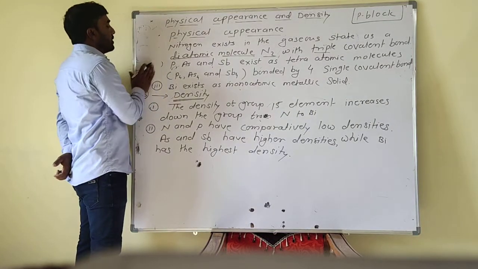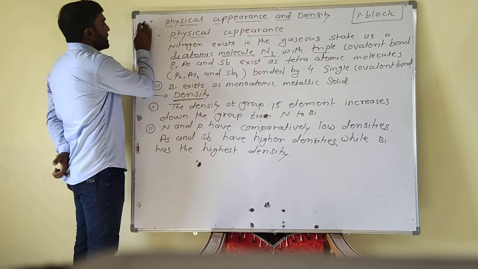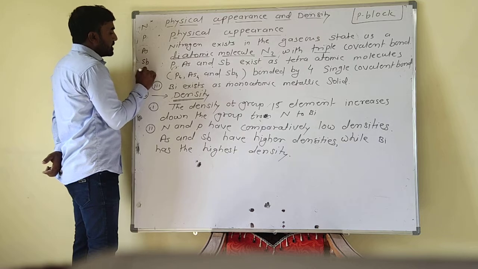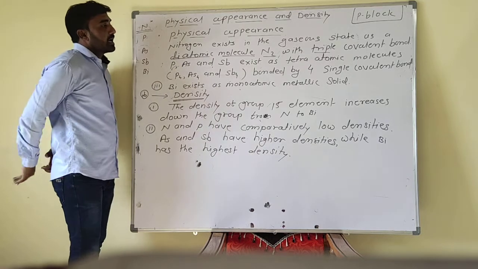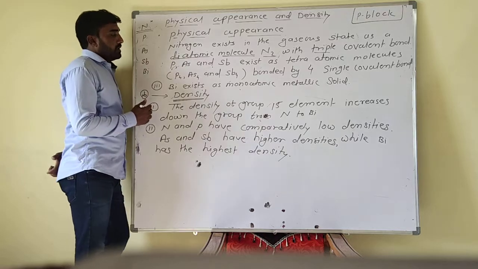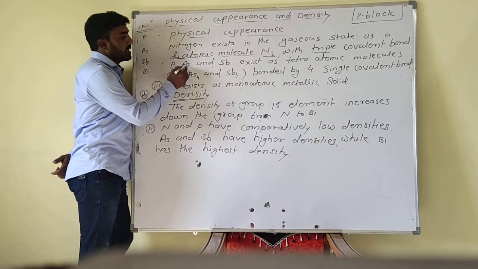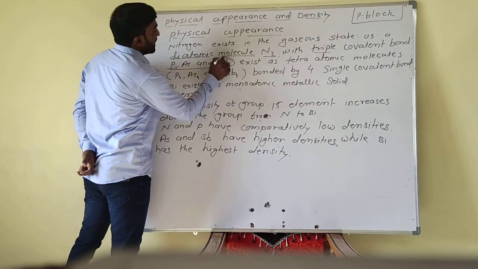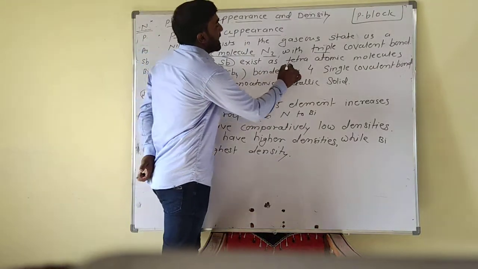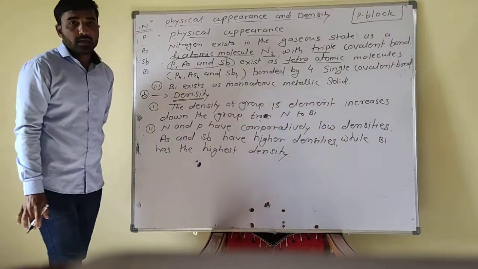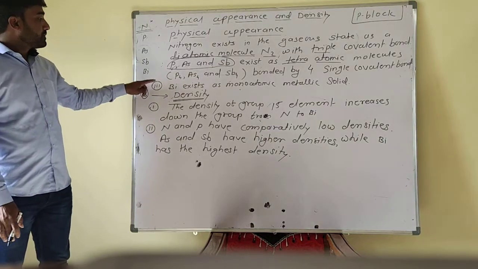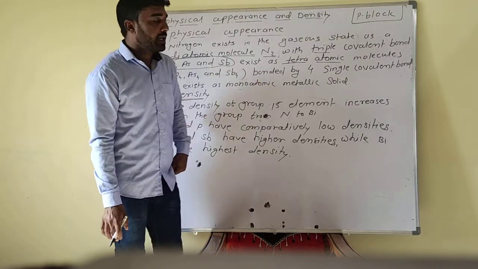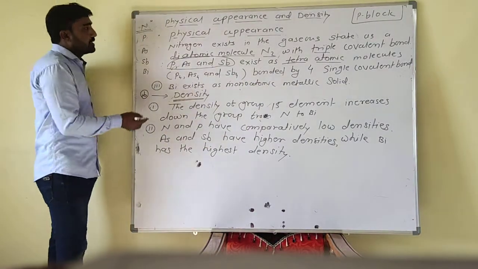So this is the first element of group 15. The five elements are nitrogen, phosphorus, arsenic, antimony and bismuth. Nitrogen exists as a diatomic molecule. Phosphorus, arsenic and antimony exist as tetraatomic molecules, and bismuth exists as a monoatomic metallic solid. These are the physical appearances of the five elements.